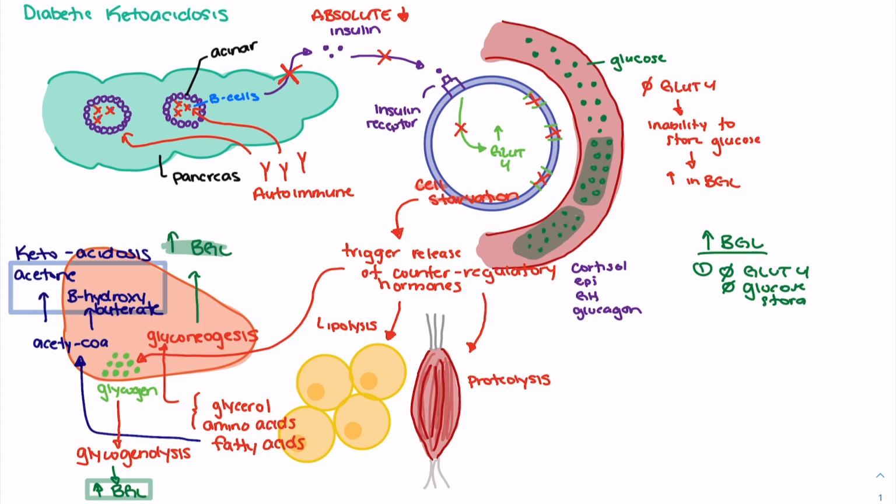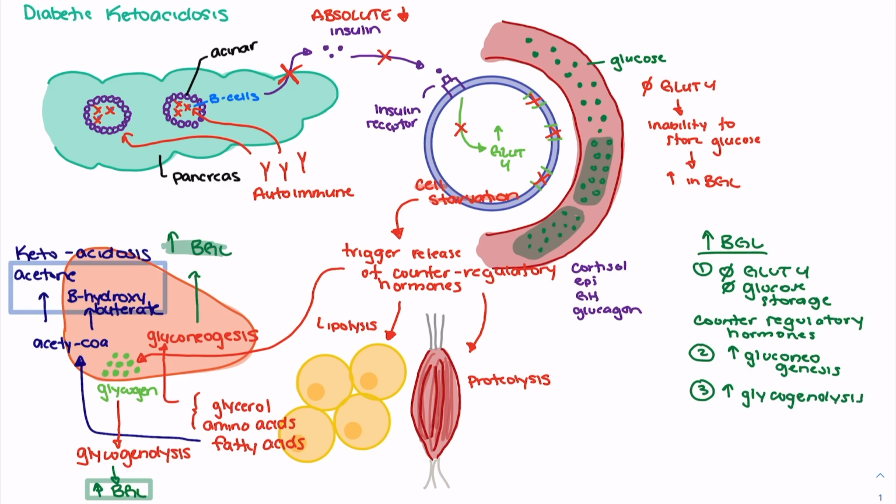The other two consequences that we see are related to counter-regulatory hormone release. As we can't store glucose, the cells are going to starve, and they're going to promote the release of counter-regulatory hormones. The other two reasons we see blood glucose going up: two, an increase in gluconeogenesis, so the body is going to make new glucose. And three, an increase in glycogenolysis, or the breakdown of glycogen. So those are the reasons we see the increase in blood glucose levels.